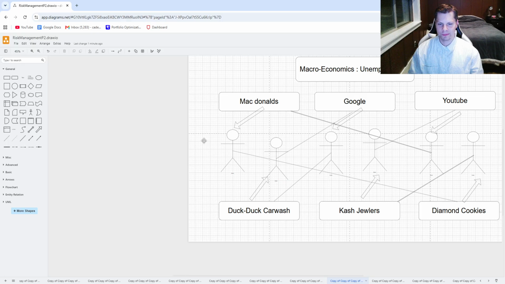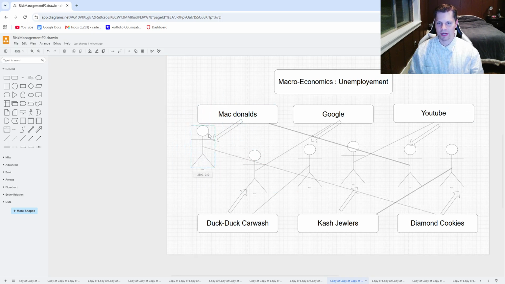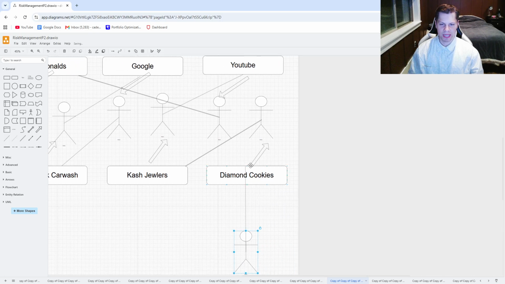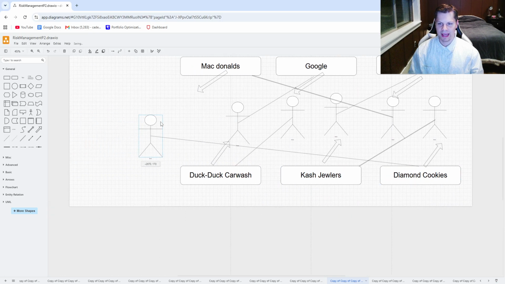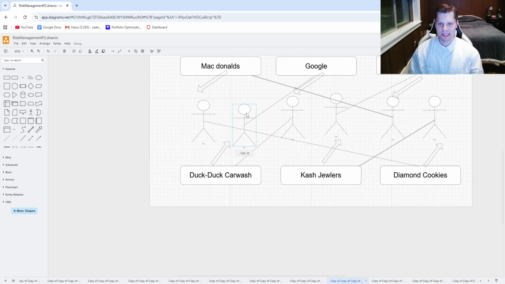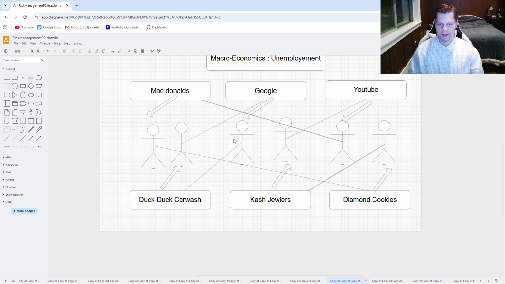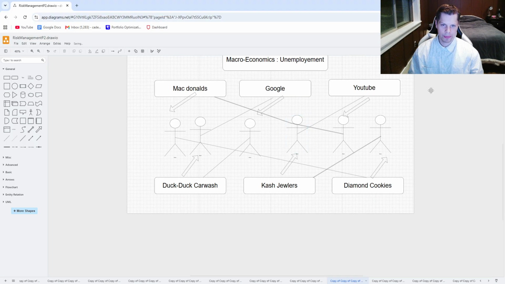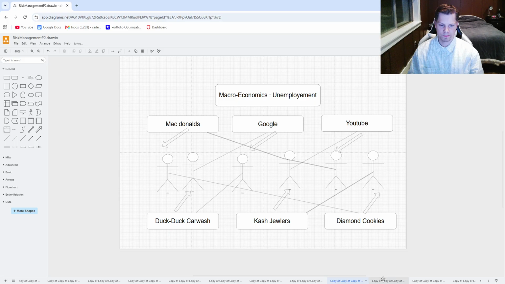So you can see this person, for example, right here. He works for McDonald's, as shown by this arrow, and he buys at this shop, Diamond Cookies. He's a regular customer there, as denoted by this line. This guy works at Duck Duck Car Wash, and he's a customer at Google. This guy works at Google because of this line, and he buys at Duck Duck Car Wash. This guy works at Cash Jewelers, this guy right here, and he buys at YouTube. So that's essentially what this graph is showing.